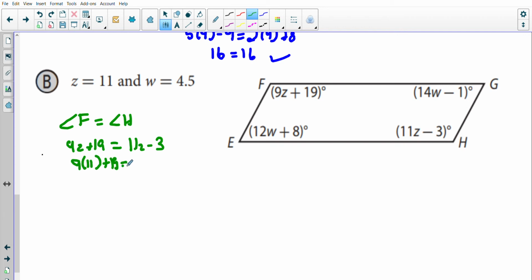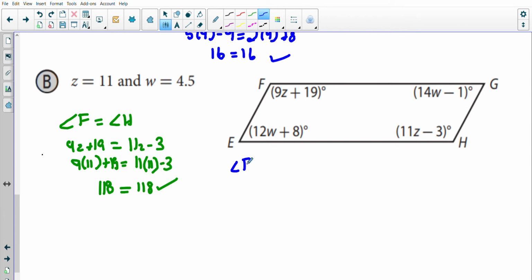Okay, that's got to be equal to 11 times 11 minus 3. Okay, and I'm just going to use your calculator to kind of simplify this and solve it, right? So order of operations here, guys, would give us 118 is equal to 118, right? So we would see that those opposite angles for F and H anyways are congruent. And we'll do the same thing with the other ones, right?